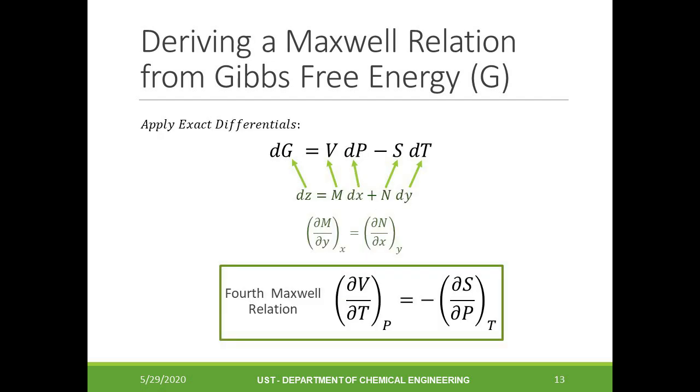Alright, so we know that the Gibbs free energy is a state function and dG is an exact differential. As a consequence, we can use the differential form of this equation to get the fourth Maxwell thermodynamic relation. So applying the exact differentials we will obtain that the partial derivative of V with respect to T at constant P has to be equal to the negative of the partial derivative of the entropy with respect to pressure at constant temperature. And this is the fourth Maxwell relation.